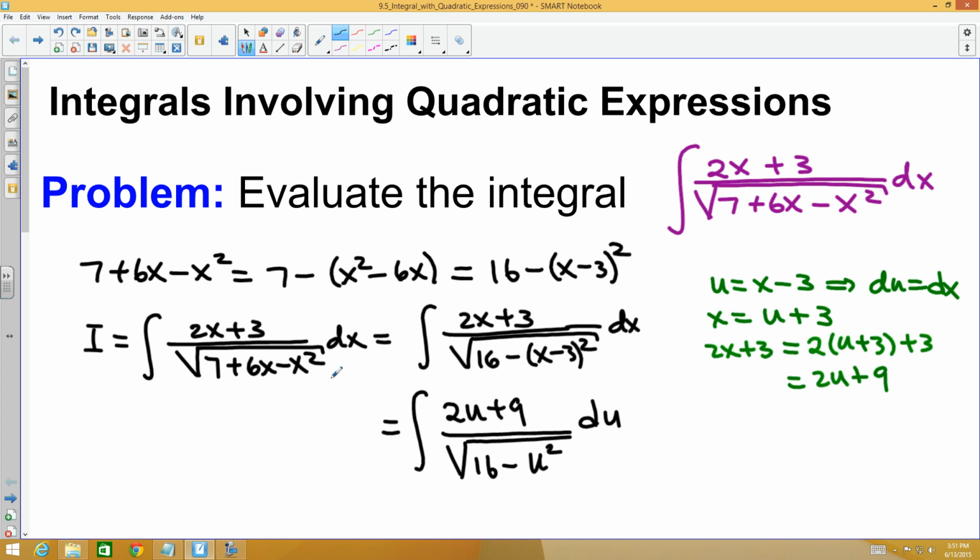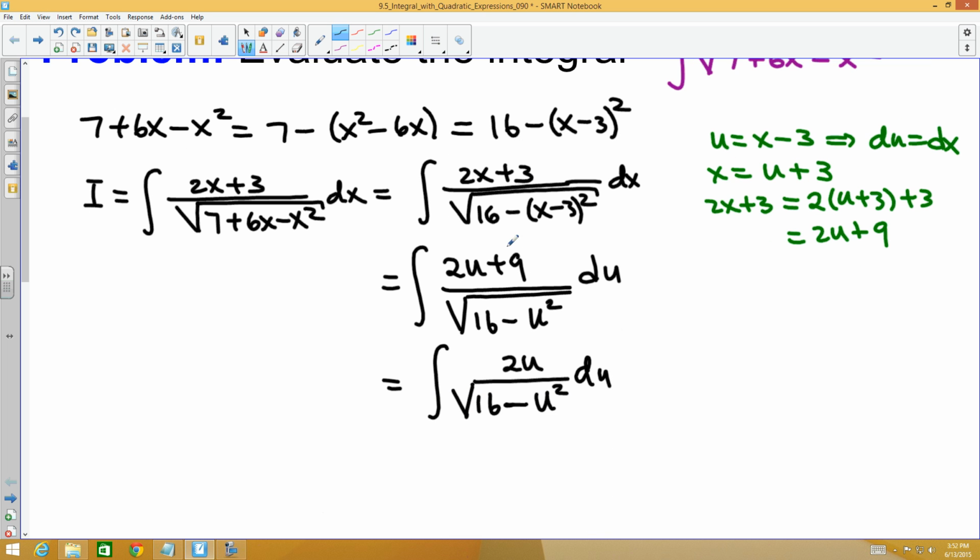So now the integral in terms of u will be the integral of (2u + 9) divided by the square root of 16 minus u squared, times du. Now we want to split this integral into two parts, because if you take the derivative of what is under the radical, you get negative 2u. If we didn't have this part, we could have just done the change of variable v equals 16 minus u squared, and that would be easy. So we need to break it into two pieces, and here's the other piece.